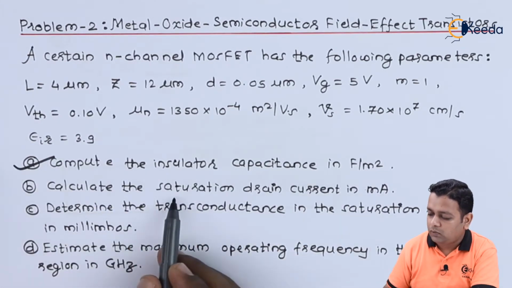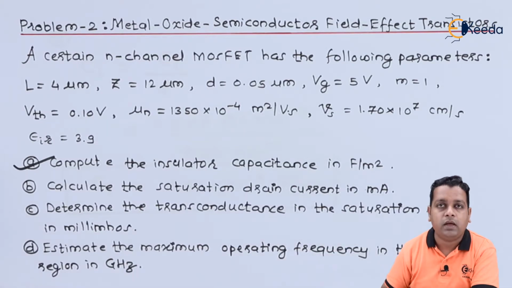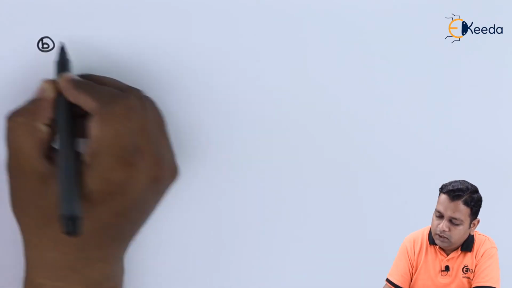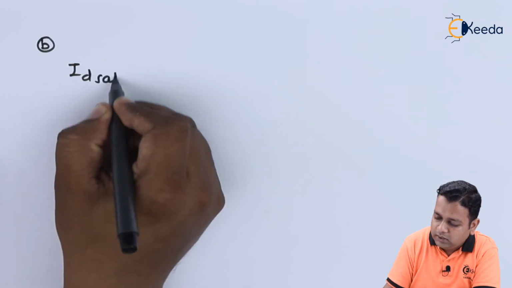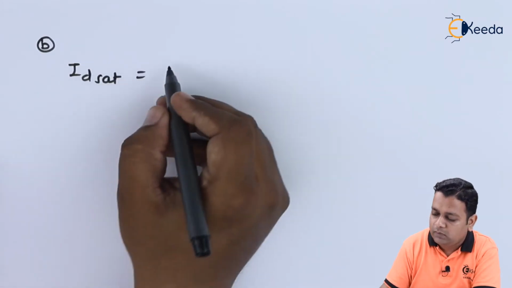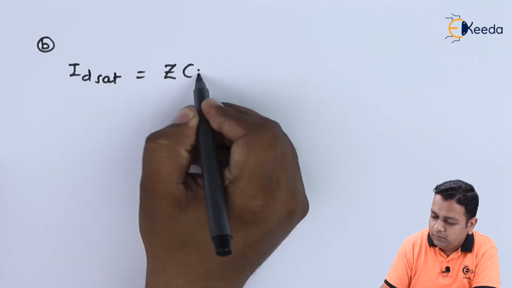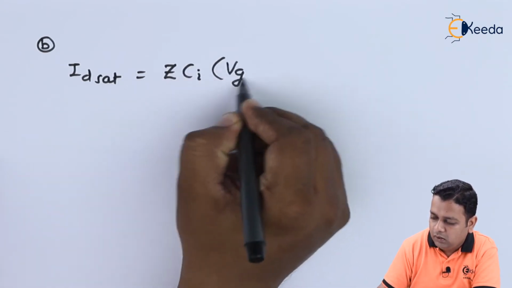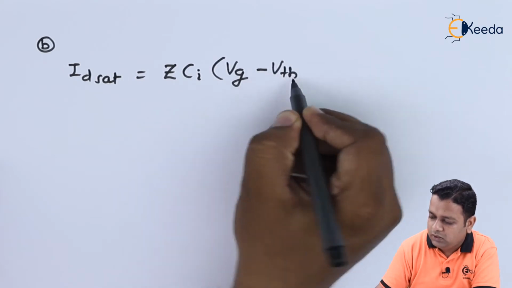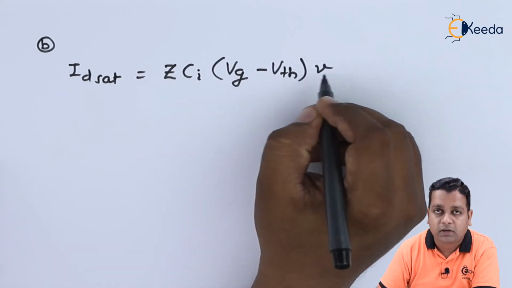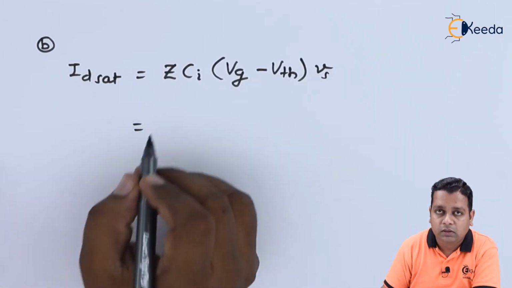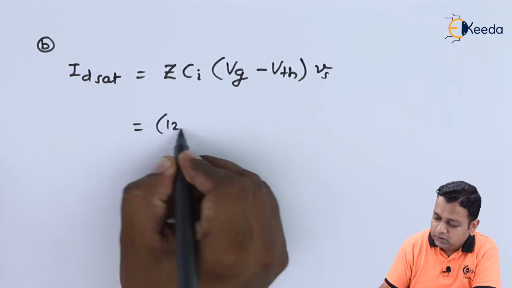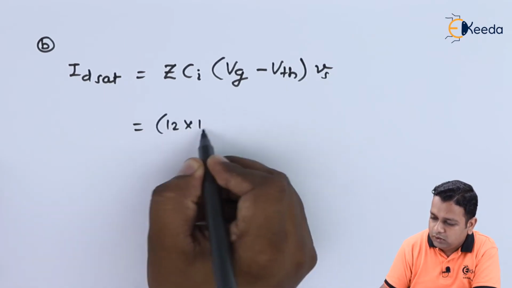Now we require to calculate the saturation drain current in terms of milliamperes. The saturation drain current in part B we denote by I suffix D SAT, D for the drain and SAT for the saturation, and it can be computed by having Z in multiplication to C suffix I, in the bracket Vg minus Vth, the bracket is completed, and in multiplication to V suffix S here. So the values can be put there: Z is equal to 12 into 10 raised to power minus 6.